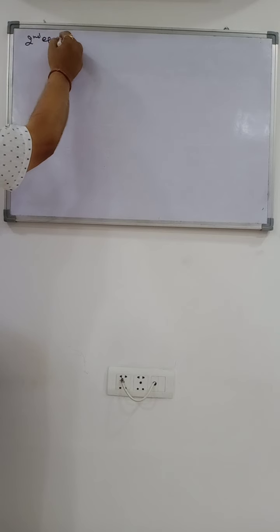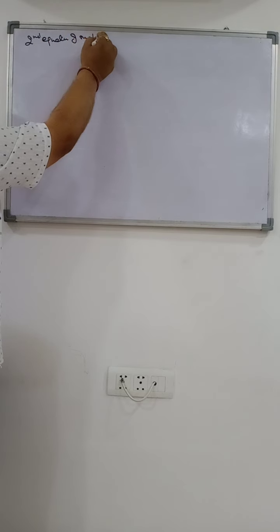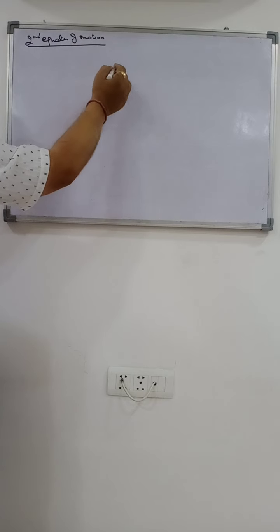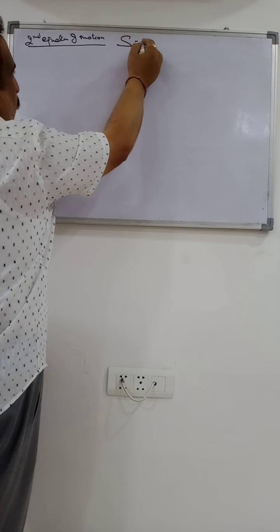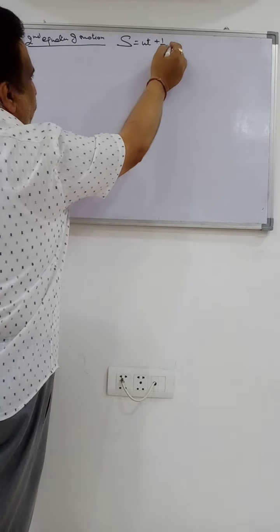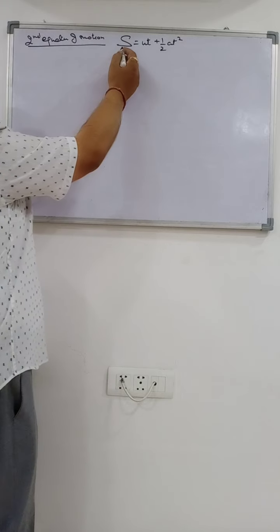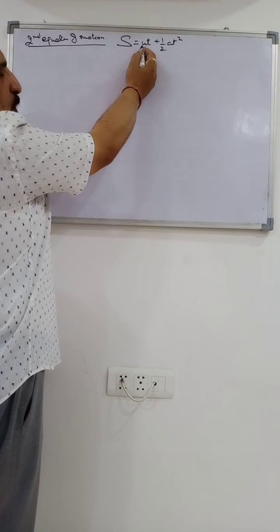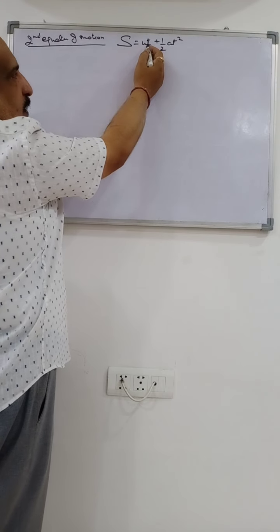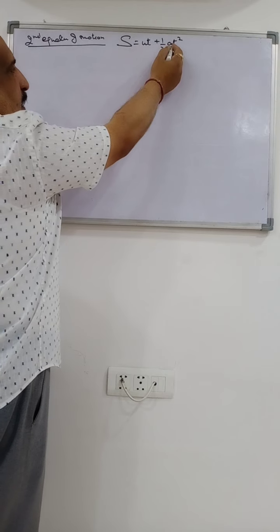Second equation of motion. The second equation is S is equal to ut plus half at square. S is the distance, u is the initial velocity, t is the time, and a is the acceleration.